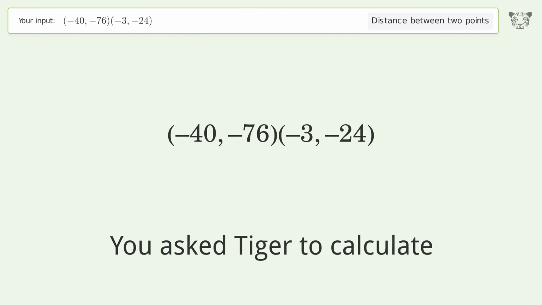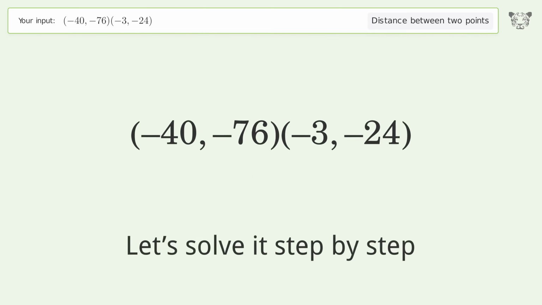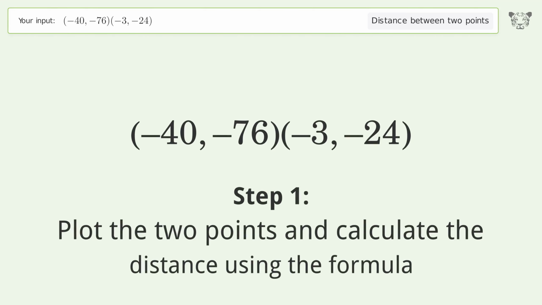You ask Tiger to calculate. This deals with the distance between 2 points. The distance between the 2 points is the square root of 4073, or 63.82. Let's solve it step by step. Plot the 2 points and calculate the distance using the formula.